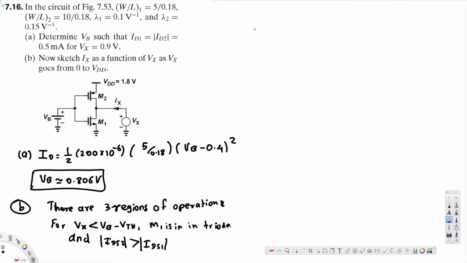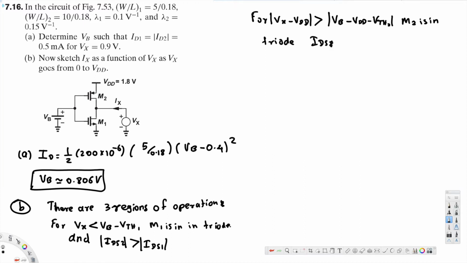Now let's look at M2. For Vx minus VDD greater than VB minus VDD minus V threshold 2, M2 is in triode. So IDS1 will be bigger than IDS2 in magnitude, absolute value.